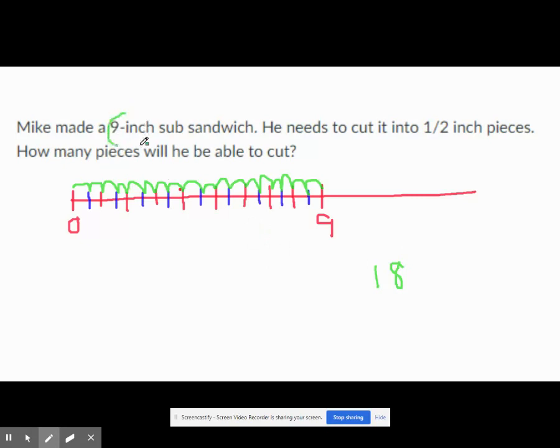So we have our 9-inch sandwich, and we need 1/2 inch pieces. So that's 9. We're actually going to divide that, because we're taking our big number and we're going to divide it into pieces that are 1/2 of an inch big. That is a division problem. We can do that. And remember, we're dividing two fractions, so we would keep our first number the same. We're going to do keep, change, flip, so we'll keep our 9 the same.